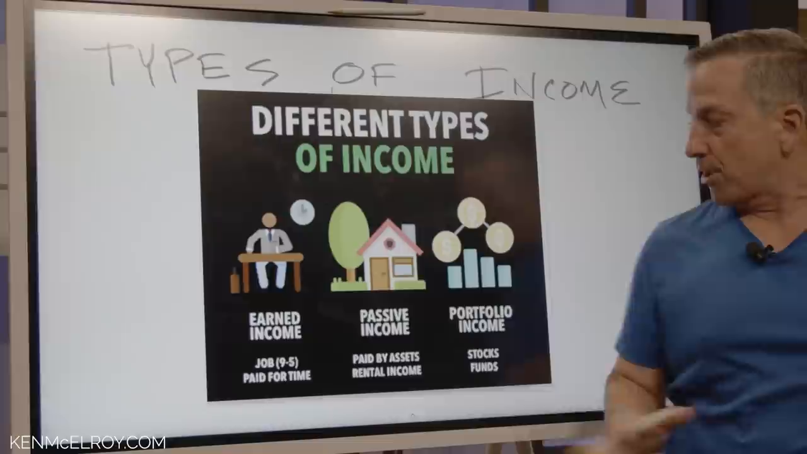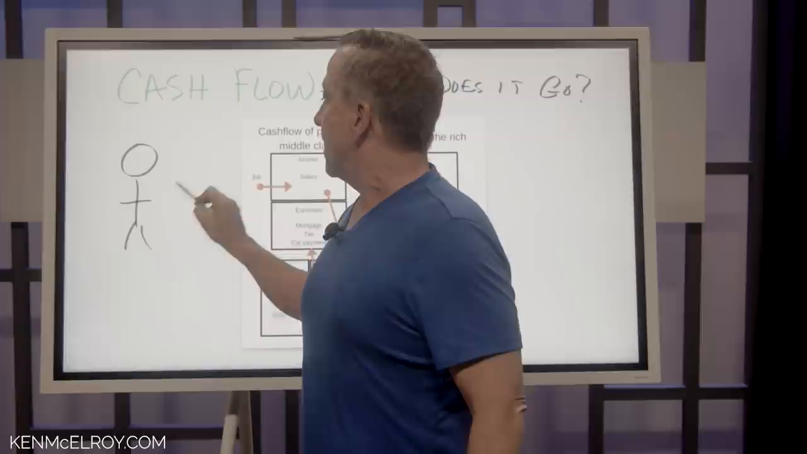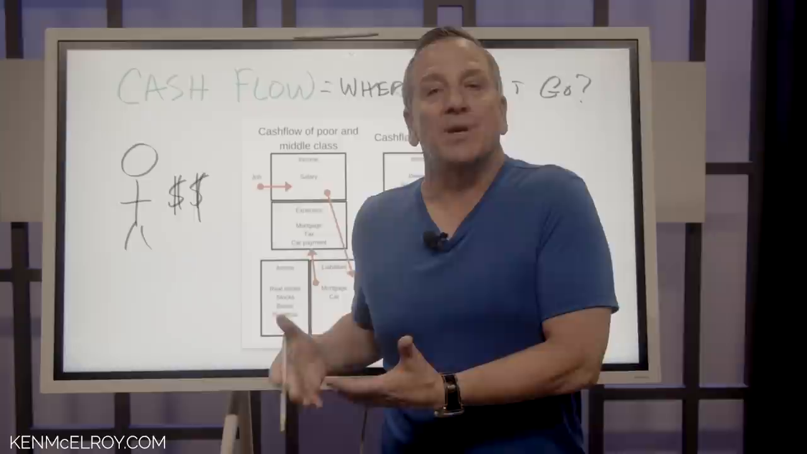So now we're going to talk about cash flow and where does it go? And so most people, of course, work and they get their paychecks and they got to figure out what they're going to do with it. So the rich, what they do is they invest and then they spend.